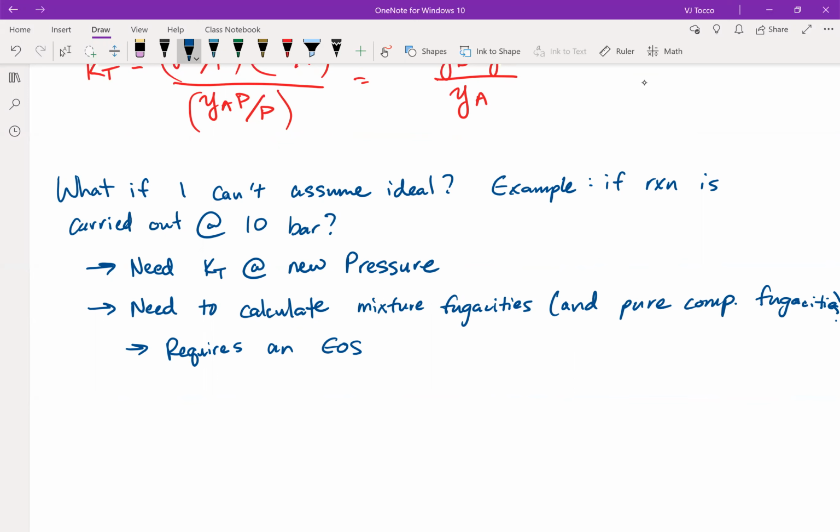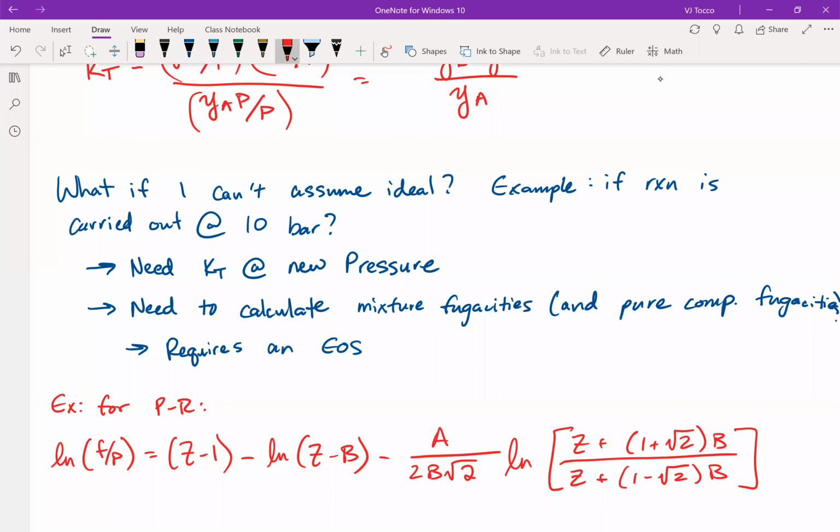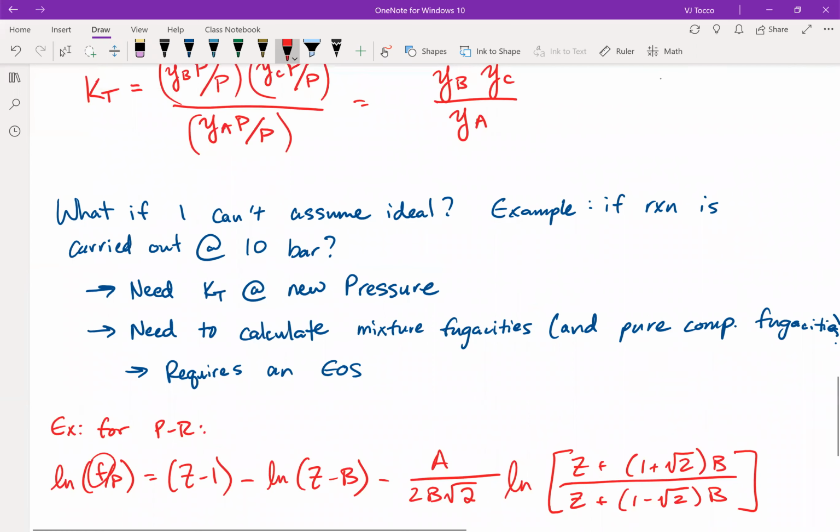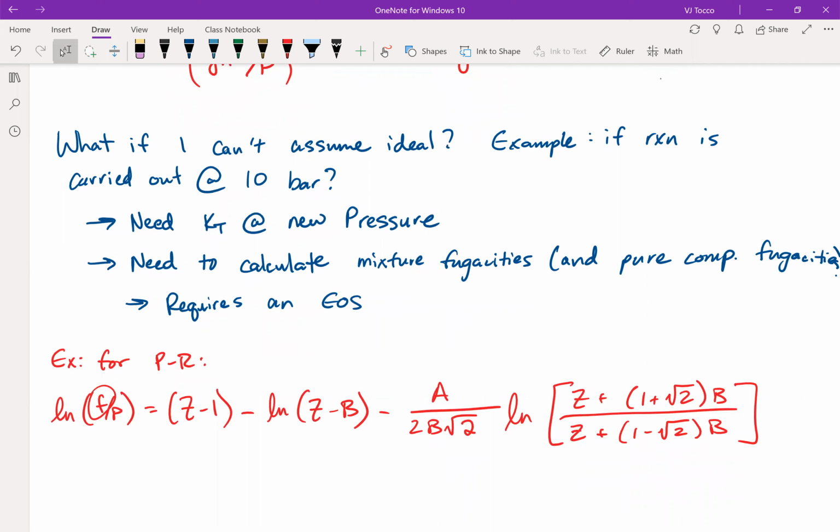So just for example, for Peng-Robinson again, I'll write it out. Remember this equation, this would be an equation that you would use to calculate what the fugacity is using the Peng-Robinson equation of state, or there are analogous expressions for the other equations of state. But this problem would then require that I calculate the fugacity for each component at that specific temperature and pressure. I think I'm getting too detailed now. This is kind of all I wanted to say about chemical reaction equilibrium.